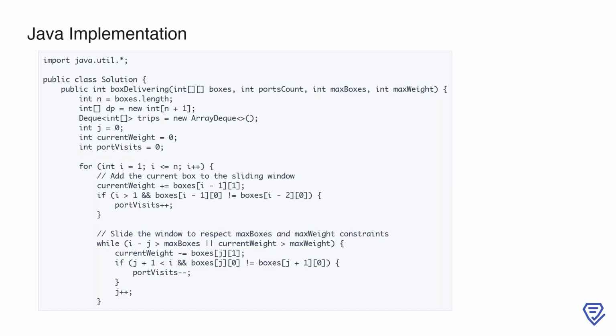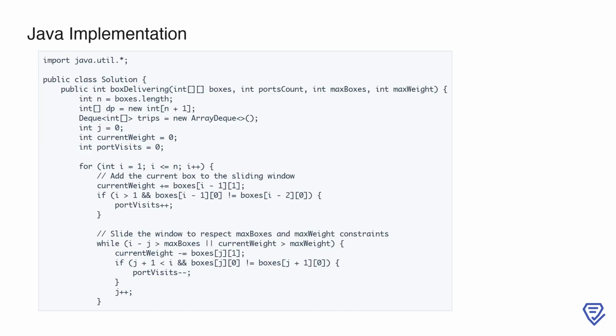Here, we start by defining the main method boxDelivering that takes the array of boxes, the number of ports, the maximum number of boxes allowed per trip, and the maximum weight that can be carried. We initialize the length of the boxes array as n and create a dynamic programming array dp to store the minimum cost for delivering boxes up to a certain index.